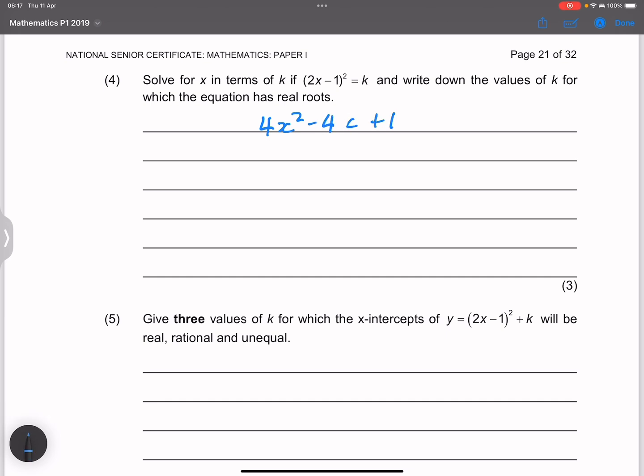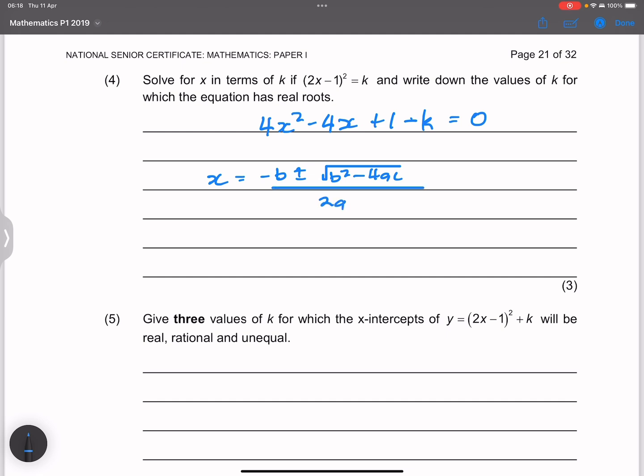So, that's 4x plus 1. I'm going to bring the k over to the other side, so that's minus k, which is equal to 0. Now, they said solve for x in terms of k. So remember, x is equal to minus b plus or minus the square root of delta, which is b squared minus 4ac, divided by 2 times a.